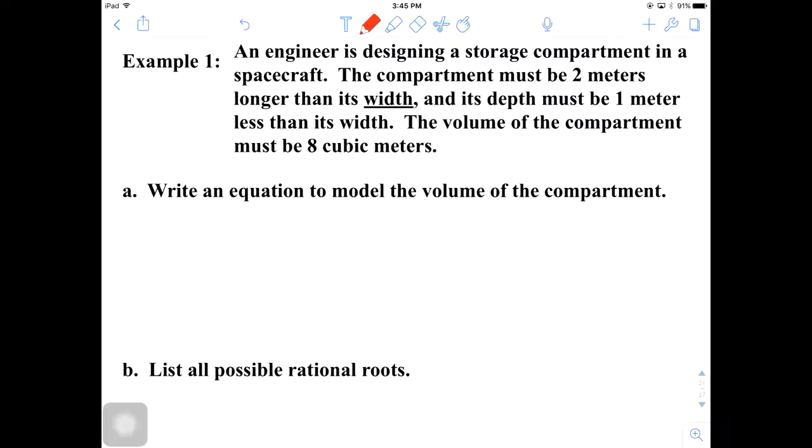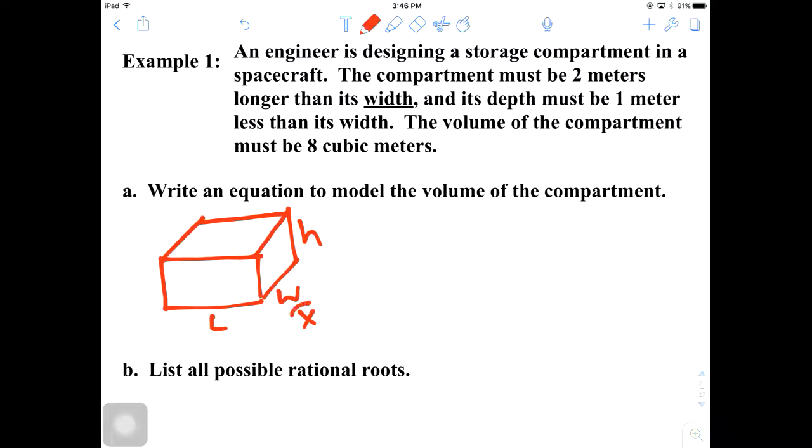So we first want to draw a picture to represent it. So let's go ahead and try to draw a rectangular box, and let's label that length, width, and height because it's describing those dimensions. The compartment must be 2 meters longer than the width. So we're going to let the width be x, and therefore the length will be x plus 2, since that is 2 meters longer than the width, and the depth, which is the height, must be 1 meter less than the width, so that will be x minus 1.